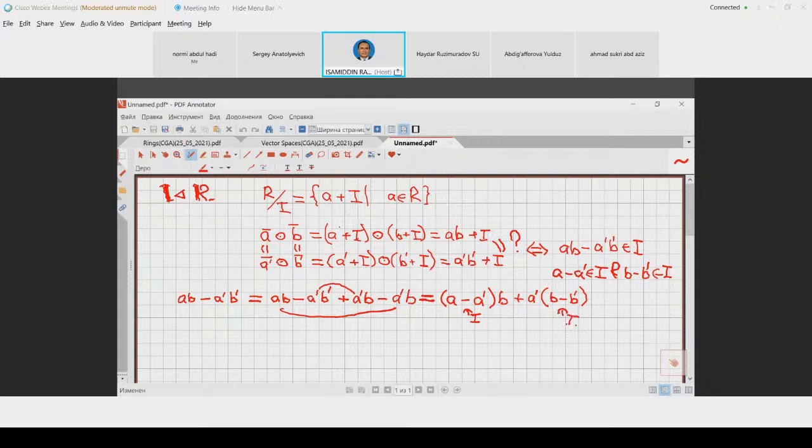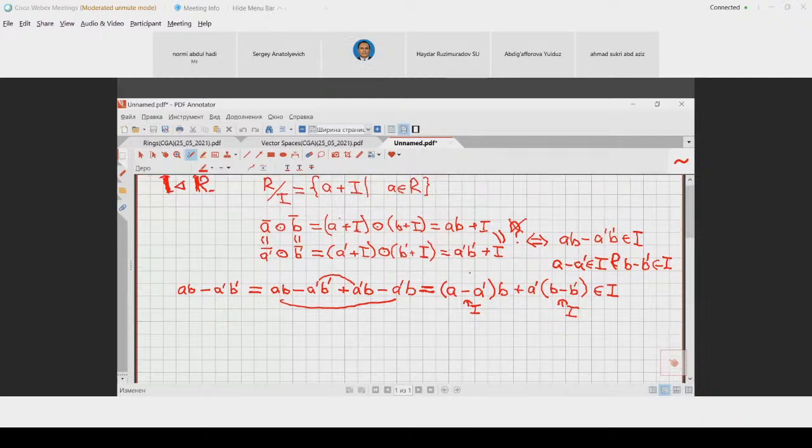Since I is an ideal, any element of I times an element of the ring R, this product will be in I. The same holds for the second one. So as a result, this difference is in I. That means the product operation in R over I is well defined. Okay. Next one.